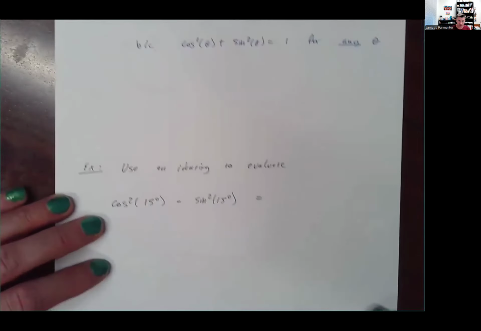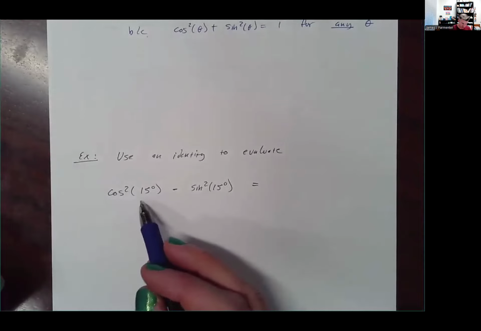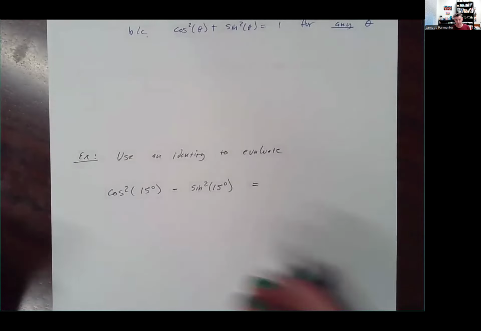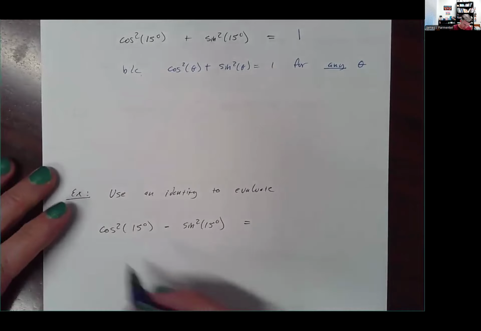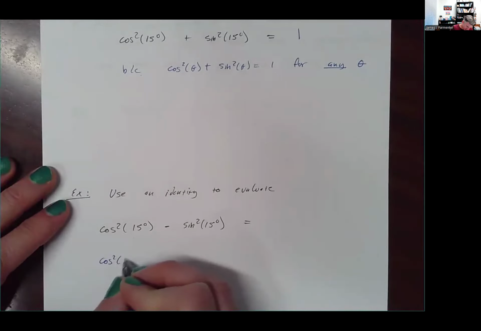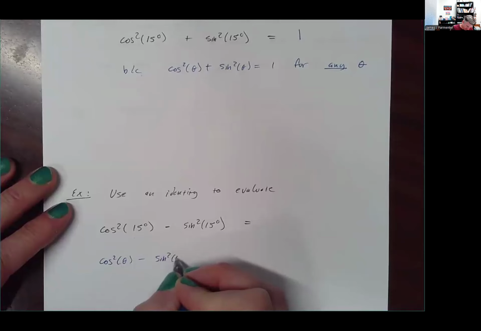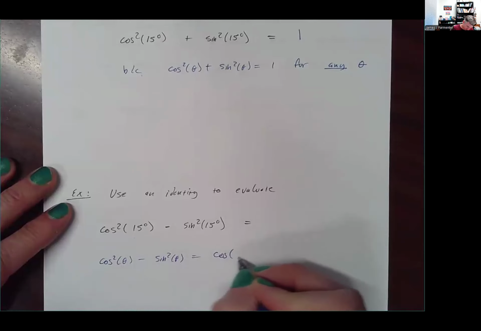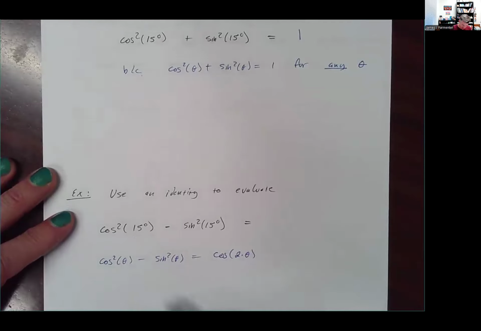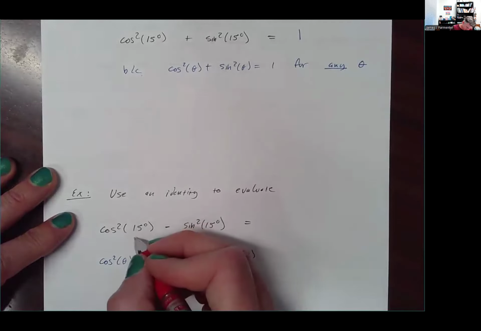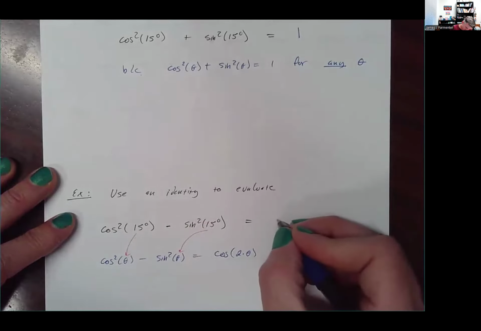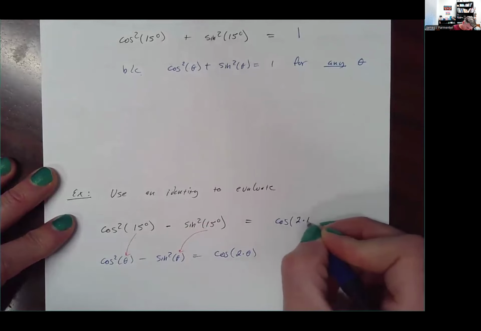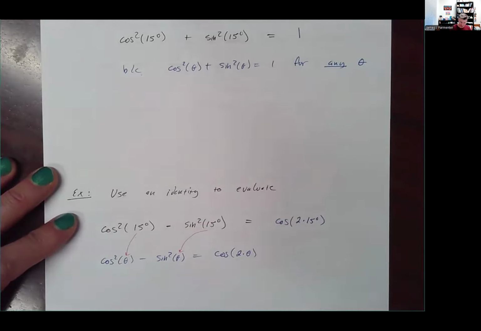This next one's a little bit more work. Use an identity to evaluate cosine squared 15 degrees minus sine squared 15 degrees. So this is where we can't just say it's equal to 1, right? It's not a Pythagorean identity. It's a double angle identity. So we know that cosine squared of theta minus sine squared of theta is equal to cosine of 2 times theta. So in this case, our theta is the 15-degree angle. So it should be true that this is equal to cosine of 2 times 15 degrees. But we know what cosine of 30 degrees is, right?